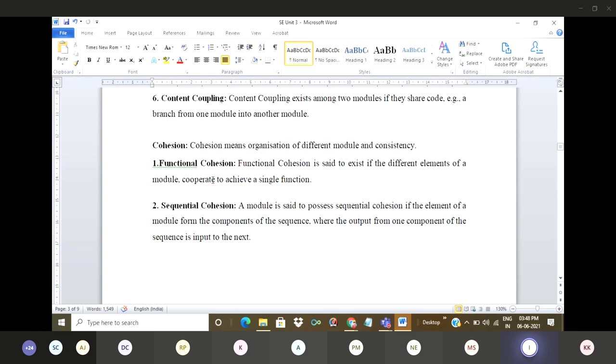Second is sequential cohesion. A module is said to possess sequential cohesion if the elements of the module form the components of a sequence, where the output from one component of the sequence is the input to the next. One output component is input to the next, known as sequential cohesion. It must proceed one after the other.